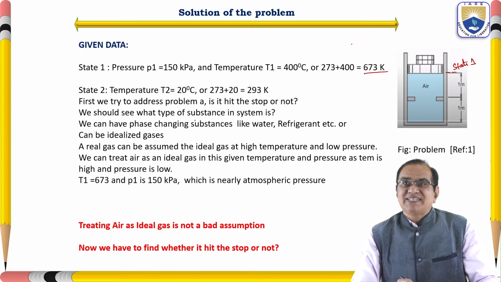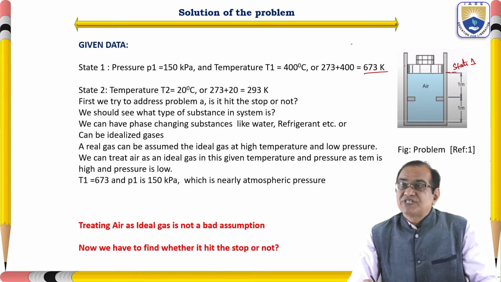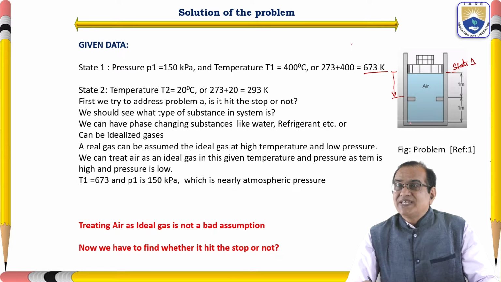First we should try to address problem A, that is, whether it is hitting the stop or not. So first we should see whether this cylinder, from here, is coming here or not. If it is coming here, then we have to find out what the pressure is. Area is constant. Initially the volume is 1 plus 1, which is 2, and when it is coming here, the volume is only 1. So this parameter is changing here.